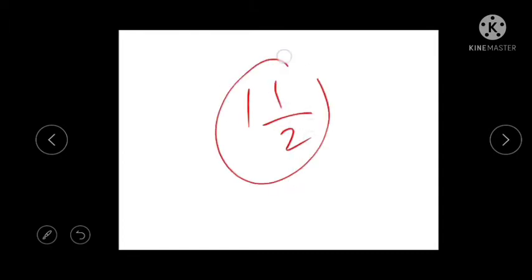So it is a mixed fraction. So every improper fraction can be classified into a mixed fraction like this.